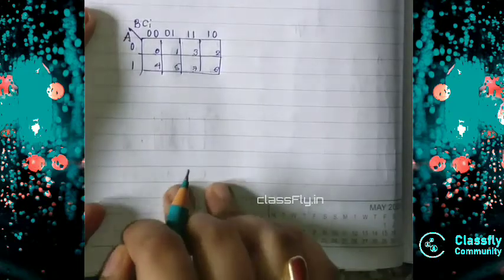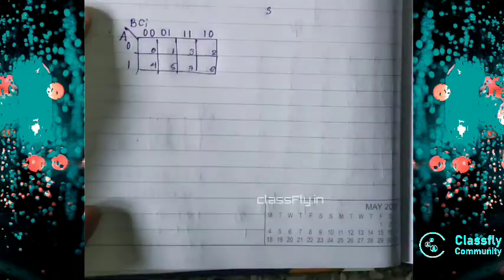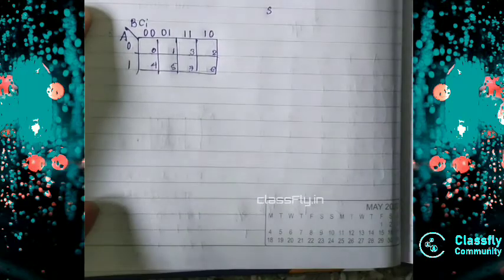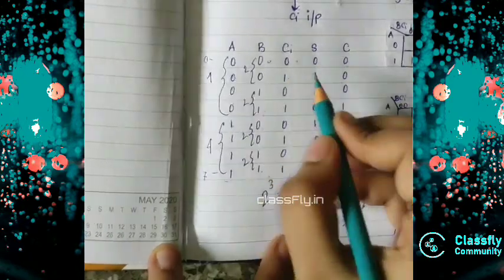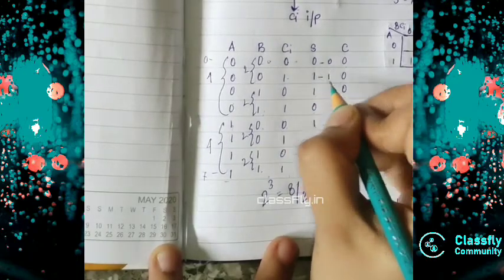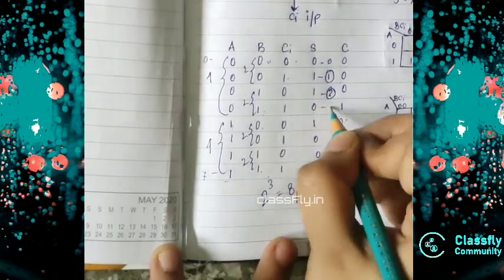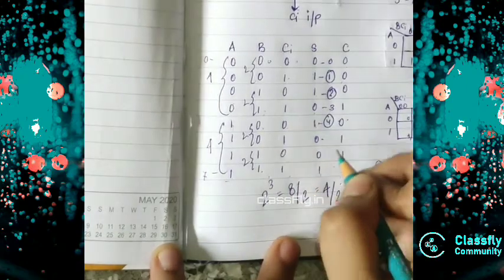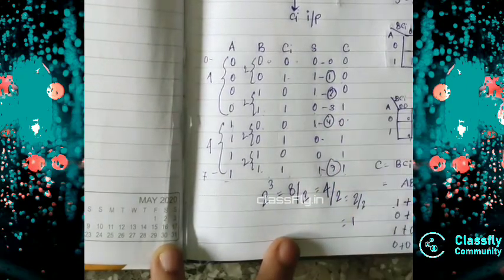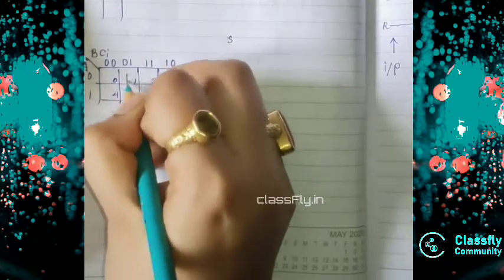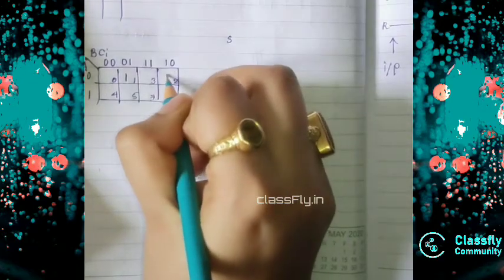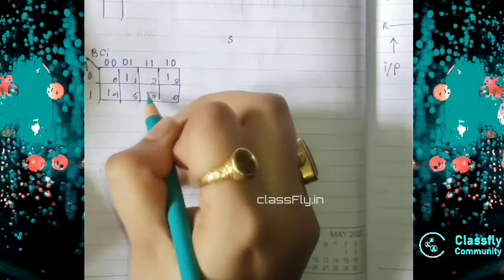Perfect. Now see, for this sum one, we have to see where there was 1. So let's go to the truth table again. So this is the truth table. So here it is at 1, 2, 4 and 7. So 1, 2, 4 and 7 we will do in the K map. So at 1 I will write 1, at 2 I will write 1, at 4 I will write 1 and at 7 I will write 1.